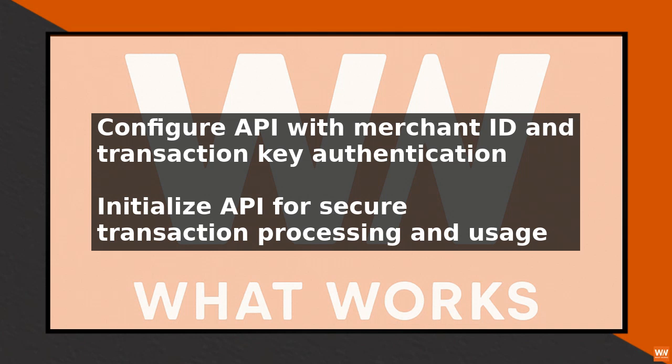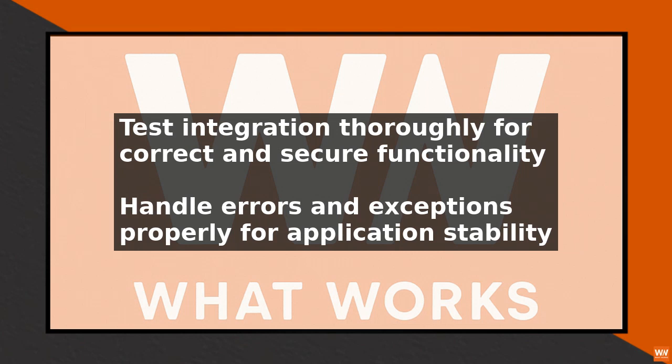Best practices for configuring Authorize.Net AIM integration include using secure protocols, such as HTTPS, to encrypt sensitive data and protecting your merchant ID and transaction key from unauthorized access. Additionally, make sure to test your integration thoroughly to ensure that it is working correctly and securely. This includes testing different transaction scenarios, such as approvals and declines, to verify that your application is handling them correctly.